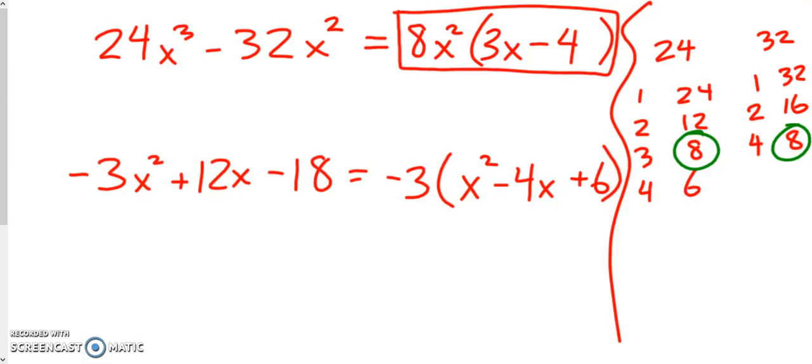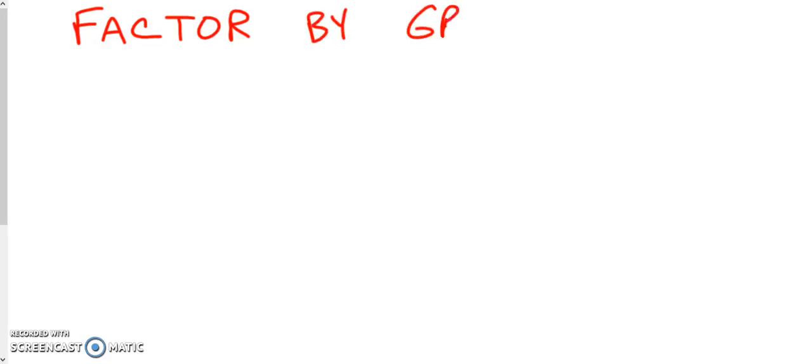All right, so now we need to get into factoring by grouping. Now these first couple of things are going to look a bit artificial, because I kind of have to show you the mechanism before we dive straight into it. So factor by grouping.